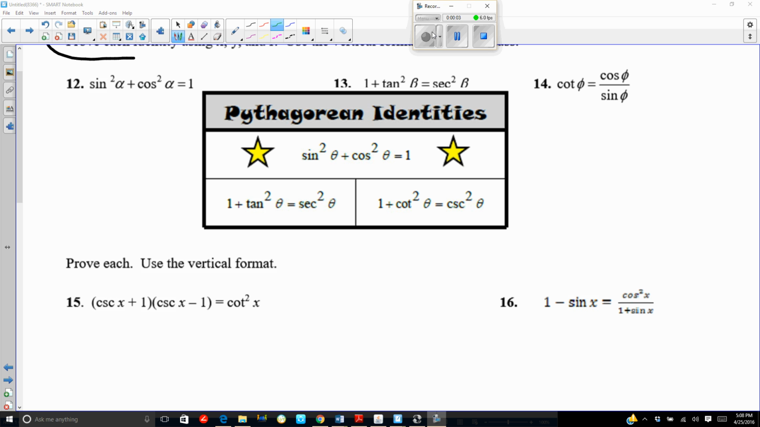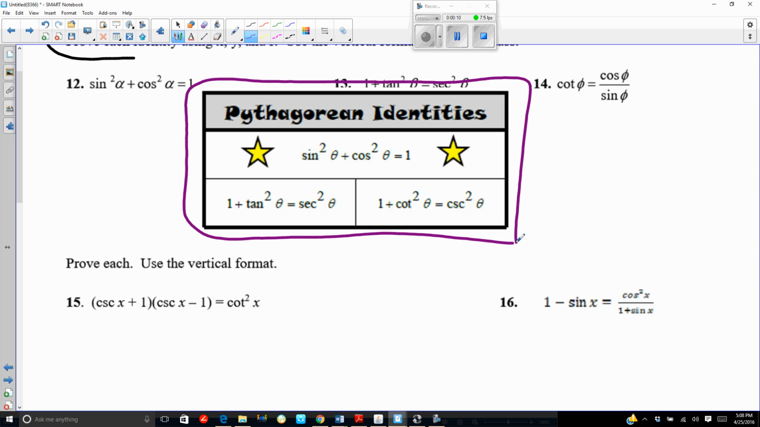All right, so this is part 2 of the Chapter 3 test review. Guys, this is where you need to know your identities, in particular, the Pythagorean identities. We've used sine squared plus cosine squared equals 1 a lot. These two at the bottom we haven't used as much, but they will show up every so often, so you do need to be aware of them.